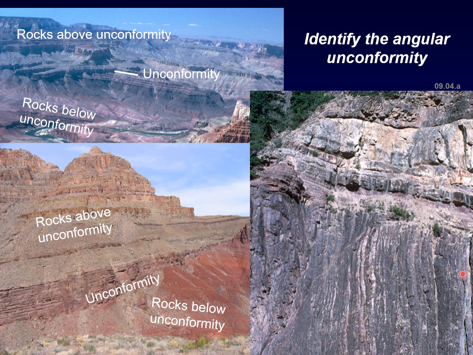And here, this should be fairly obvious to you. Here's the unconformity here. Here's rocks below the unconformity, not horizontal at all. And then here's the rocks above the unconformity, deposited horizontally. So this unconformity represents some uplift and erosion before deposition resumed.